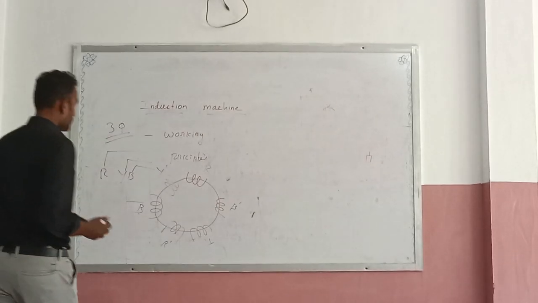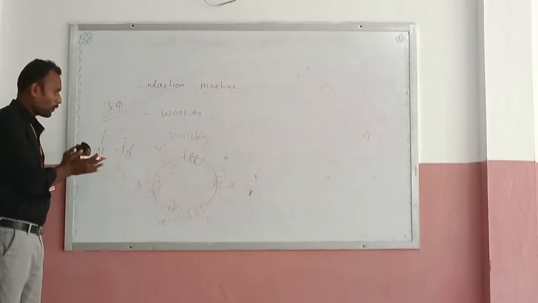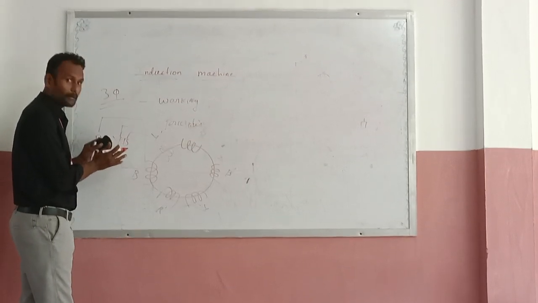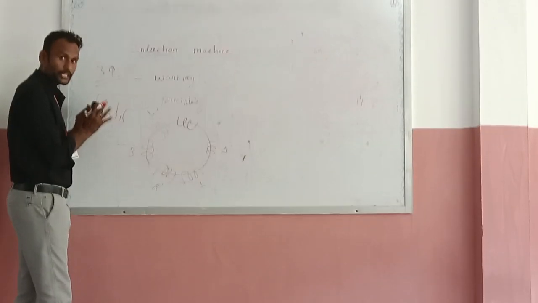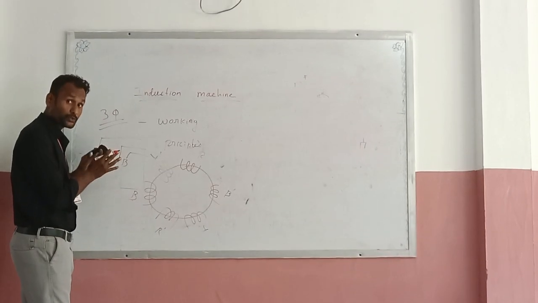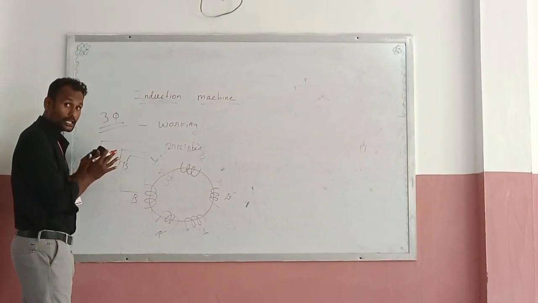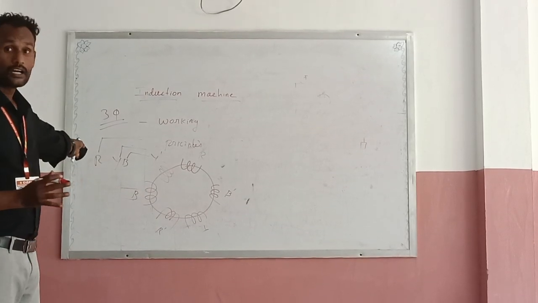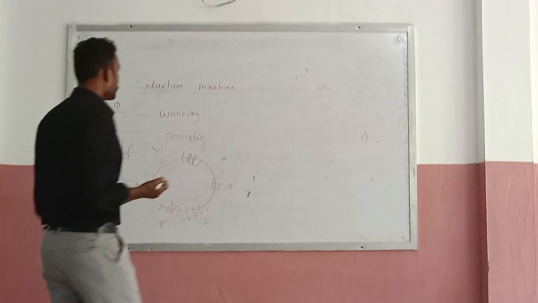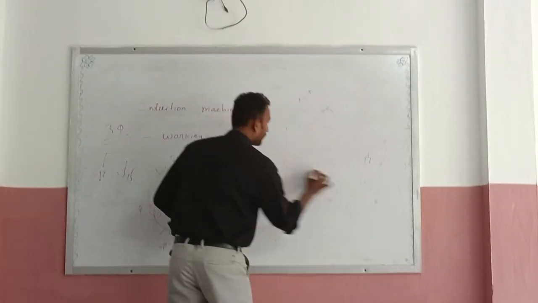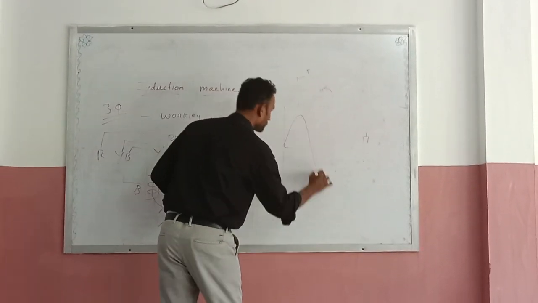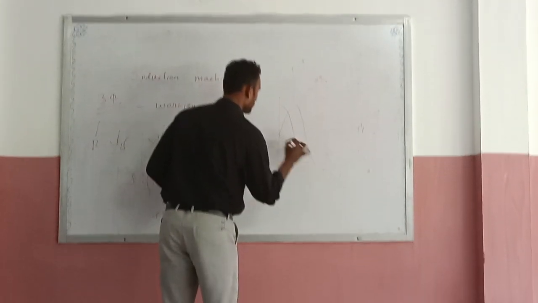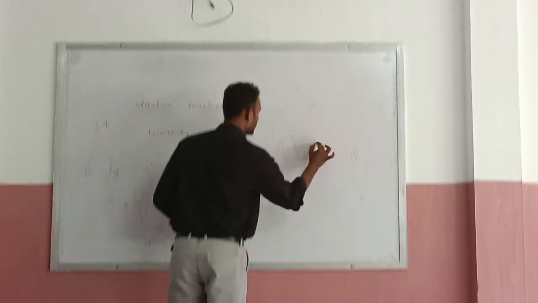Whenever I am giving supply, what will happen? Immediately, current will flow, then due to the current, flux is produced, right? What flux is that? Alternating flux. Why? Because we are giving AC supply. So it has some amplitude and a certain period. Think like that.